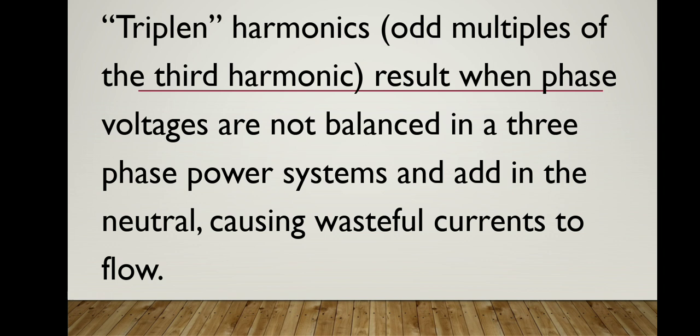Triplen harmonics, odd multiples of the third harmonic, result when phase voltages are not balanced in a three-phase power system and add in the neutral, causing wasteful currents to flow. It is nothing but voltages not balancing in three phases, which is why it is called triplen harmonic.